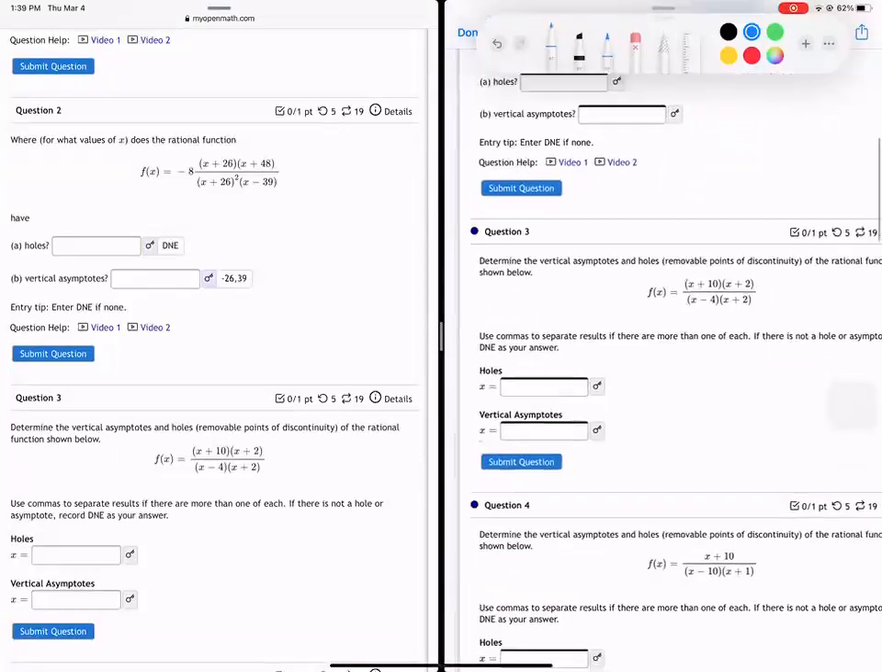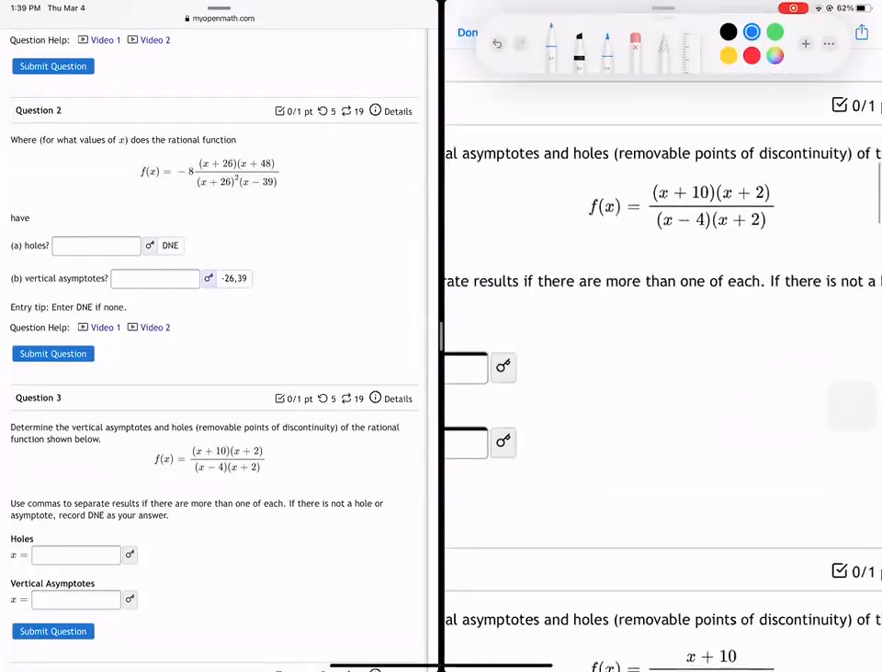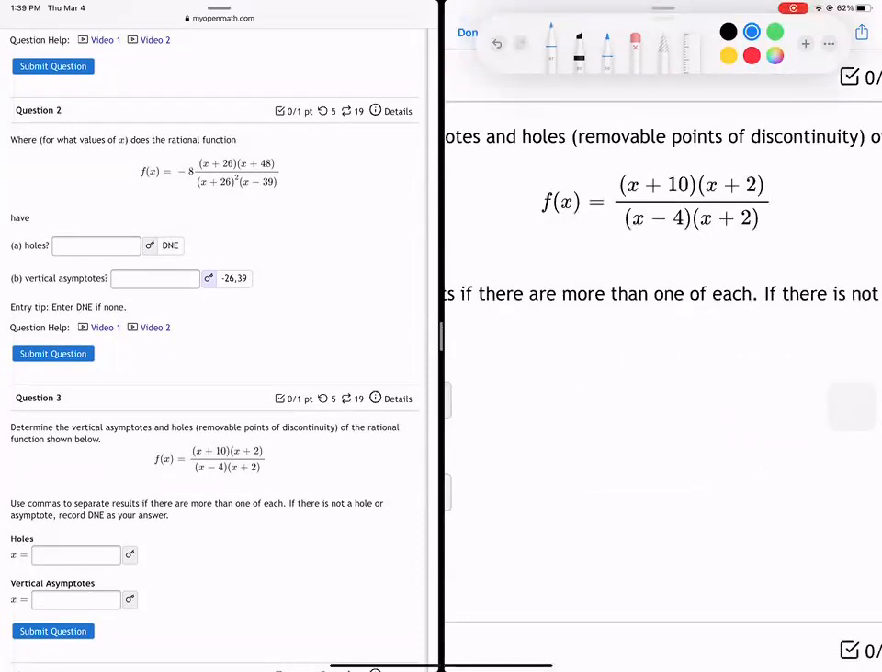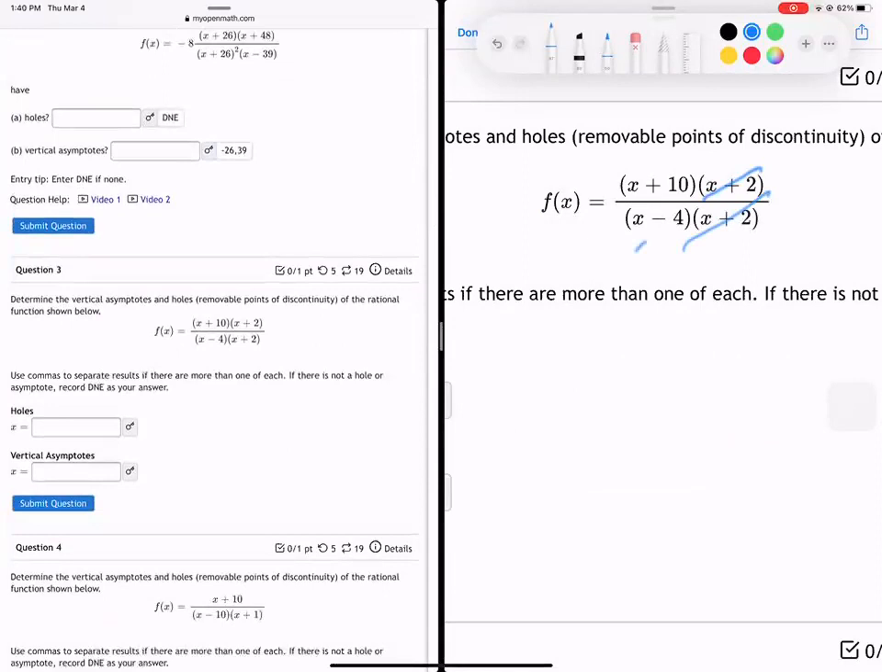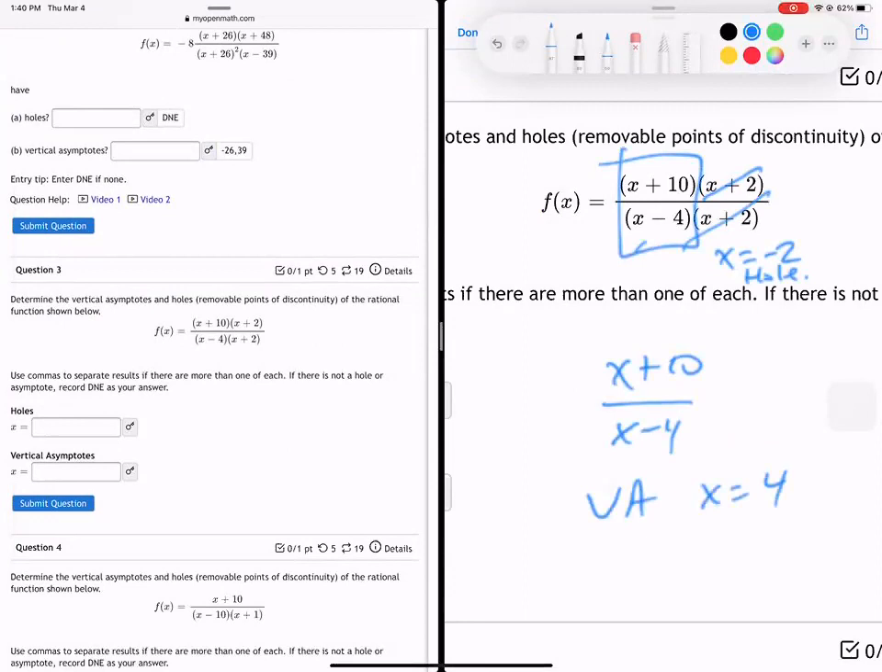All right, looking at the next problem. Does anything divide out here for this problem? Hopefully you guys can see. Yes, the x plus 2 and x plus 2 both divide out. Okay? So what is the hole here? The hole will happen at x equals negative 2. This is where the hole is. That's the factor that divided out. Do we have a vertical asymptote? Yeah. This is what's left over: x plus 10 over x minus 4. We still have a vertical asymptote at x equals 4. Take a look at the answers. Negative 2 and 4.